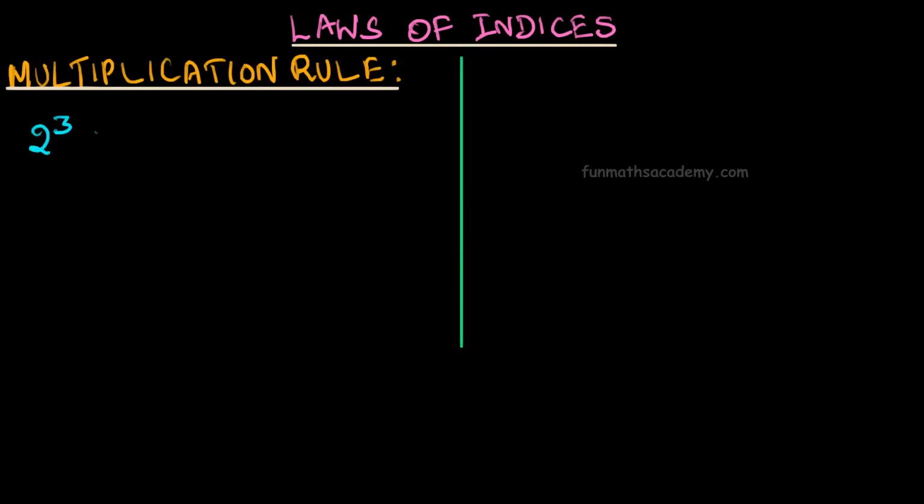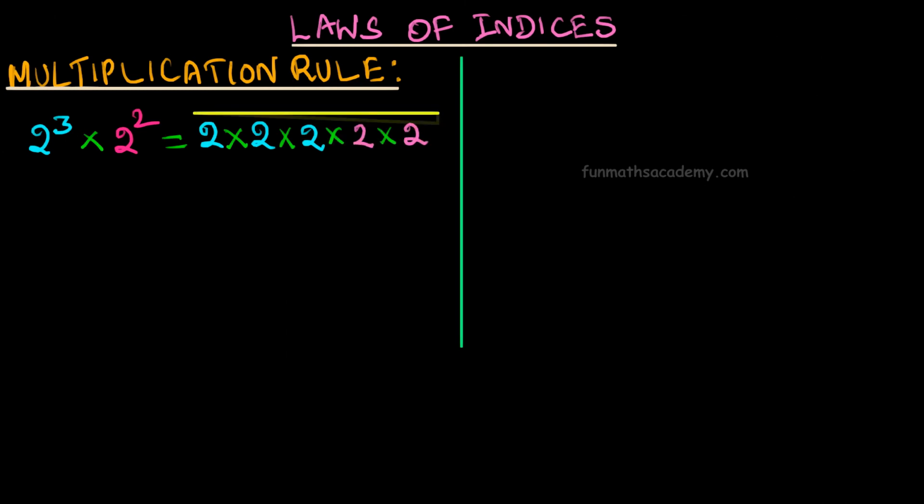Now, let us find out 2 power 3 times 2 power 2. 2 power 3 is 2 multiplied 3 times. That is 2 times 2 times 2. To that, we have to multiply 2 to the power 2. That is 2 times 2. You may notice that here 2 is multiplied 5 times. So this can be rewritten as 2 to the power 5. So we see that 2 power 3 times 2 power 2 we get as 2 power 5.